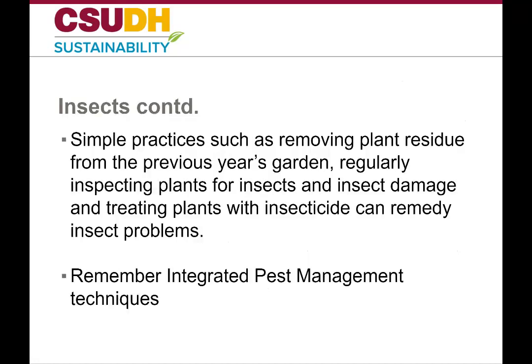Simple practices such as removing the plant residue from the previous year's garden to kind of clear out that old plant matter, regularly inspecting the plants to make sure that there aren't new insects and insect damage coming through, as well as treating plants with eco-friendly insecticide can help remedy a lot of these insect problems. And again, remember all your integrated pest management techniques that you learned about to help mitigate these pests from showing up in your garden.